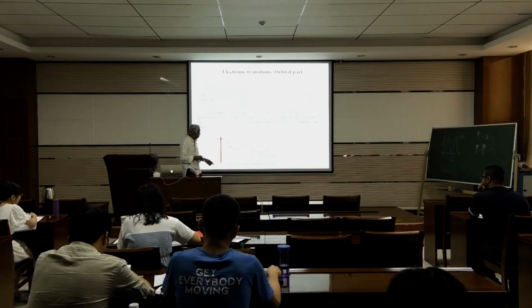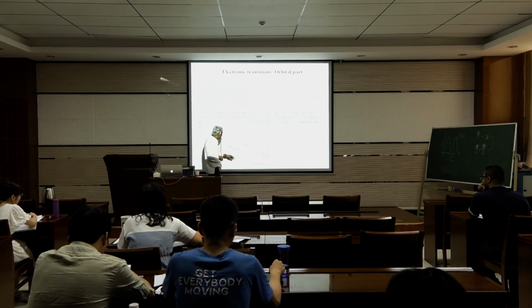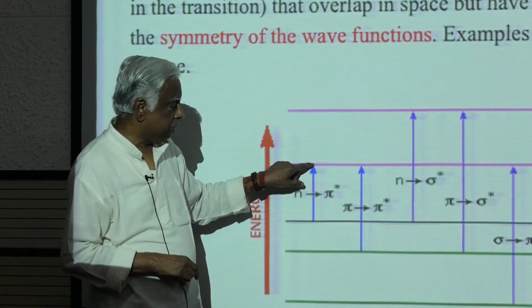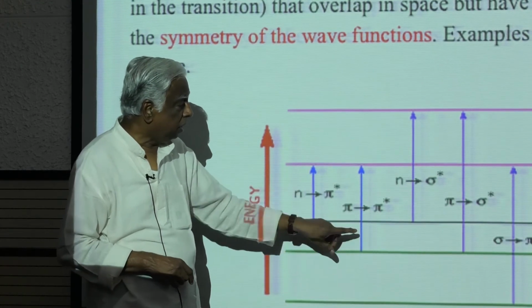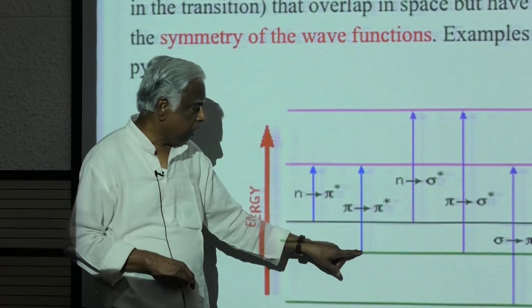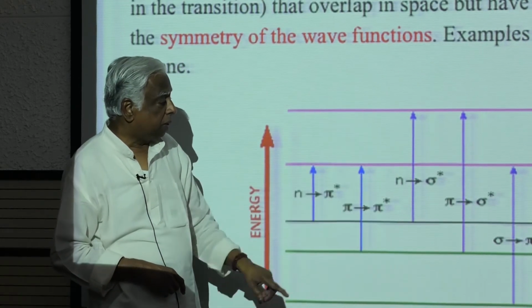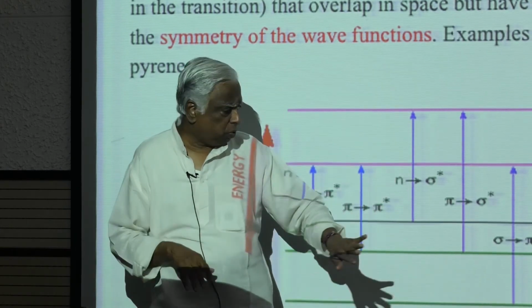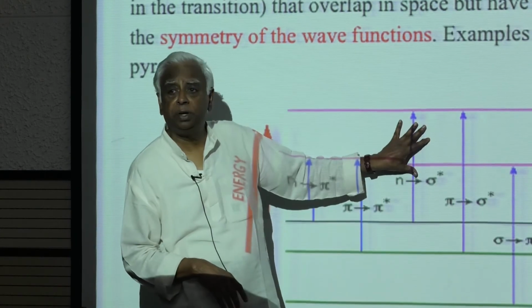So that's why you see here, the transitions are starting from filled orbitals, that is, n going to pi star. And then n going to sigma star, or pi going to pi star, and then pi going to sigma star. So always going from filled orbitals to empty orbitals. Okay.